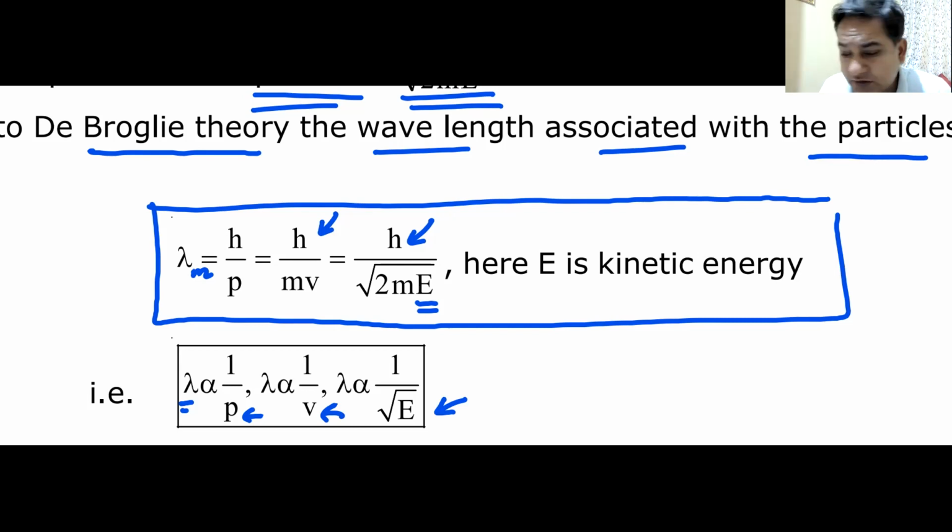The wavelength associated, we call this wavelength the de Broglie wavelength, or the wavelength of the matter waves. This is the only formula that you need to write. Nothing else. Do you understand this?